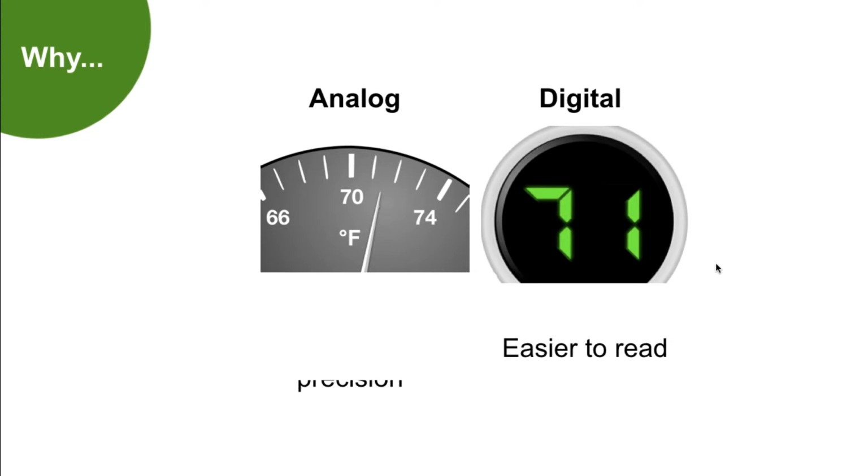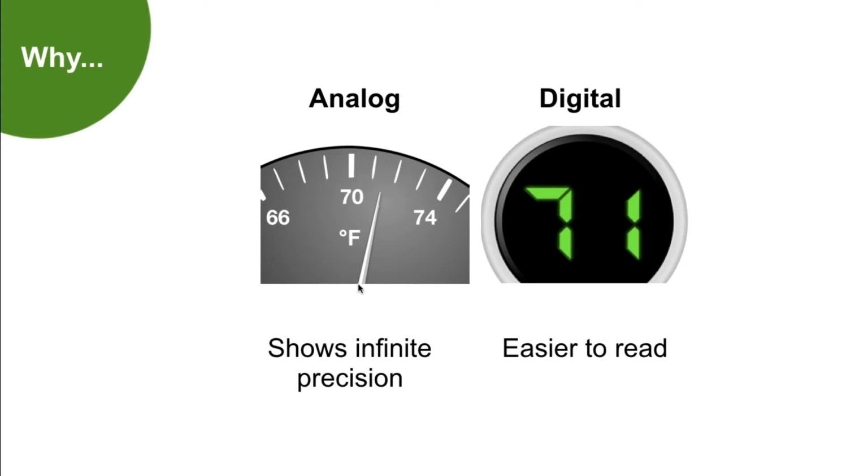Well, sure, you could add another decimal place to the digital readout, but then would it be able to tell the difference between 71.11 and 71.12? With digital, you have to stop at some point, but analog shows you an infinite level of precision. So which one's better? Well, there's a trade-off when it comes to precision.